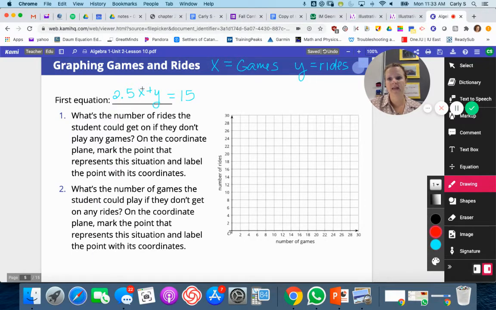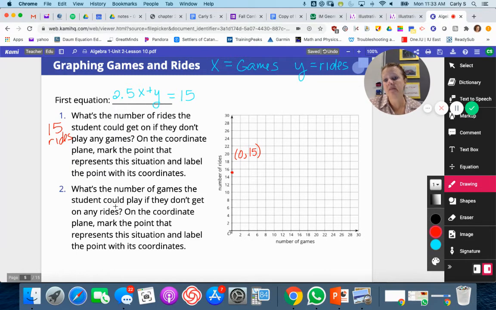Okay, so if there are no games, that means this is 0 and y equals 15. So if rides are $1 and they have $15 and they don't play any games, you can ride 15 rides, right? So that's the number of rides the student could get on if they don't play any games. Not $ signs, sorry, 15 rides. On the coordinate plane, mark the point that represents this situation and label the point with its coordinates. So the number of rides, 0 games, and 15 rides. And the coordinate would be 0, 15.